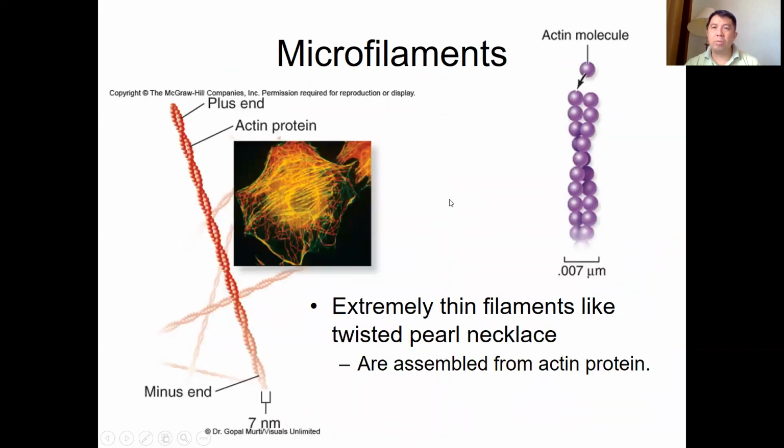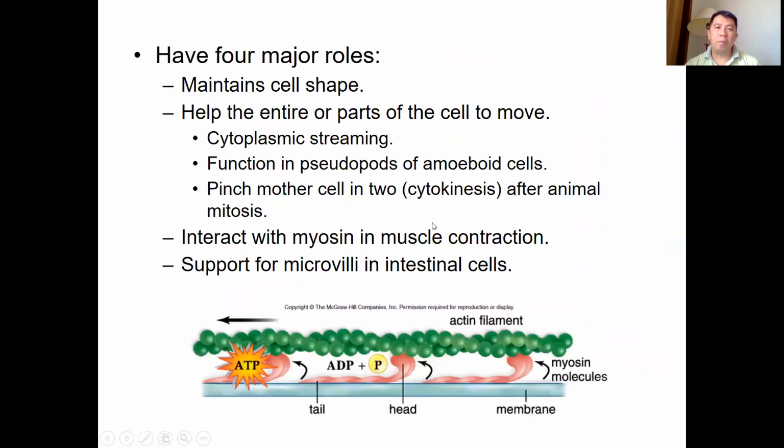Microfilaments. They have 2 types here, actin and also tropomyosin. What you see here are actin filaments, made of actin molecules. See here they have a plus end and a minus end, so that means they can lengthen or shorten. They have 4 major roles. One is to maintain the cell shape. All the cytoskeletons also maintain the shape of the cell.